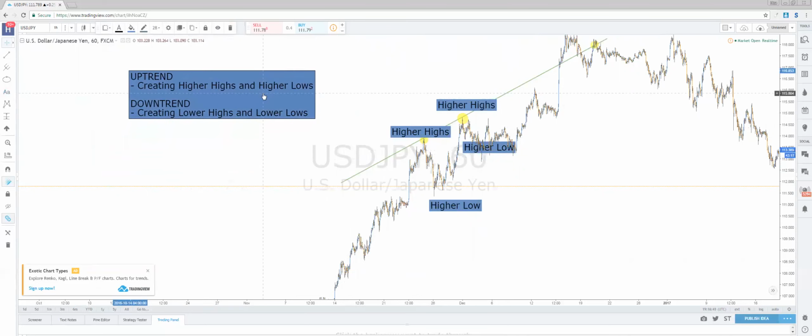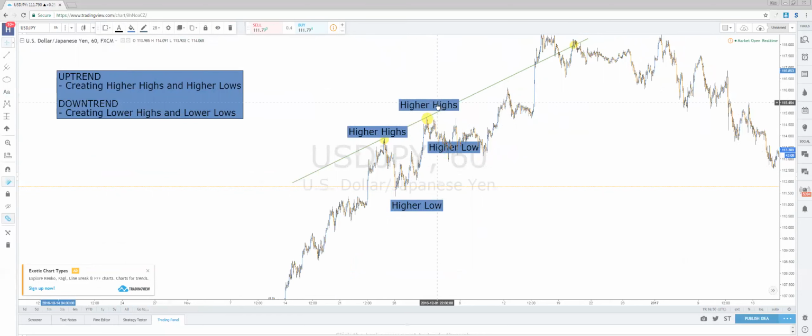All right, so here's the rule. Yeah, here it is. Here's the cliff notes. Okay, on an uptrend, you're creating higher highs and higher lows, which means every single time the exchange rate goes up, it's going to close higher than the previous high.